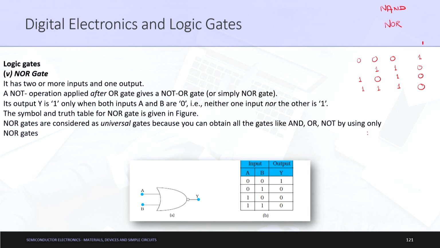So, we started with the NOT gate, then we went to the OR gate, then the AND gate, then the NAND gate, and finally the NOR gate. Please remember their truth tables, or if not remembering, just understand the logic, because understanding the logic is very important here. Fine. So, that being said, let me stop the discussion here only.